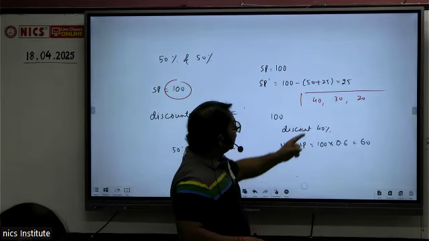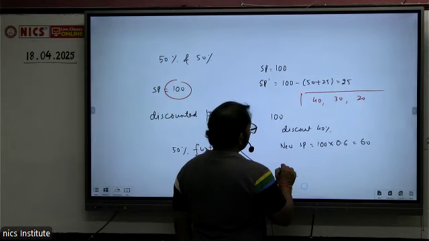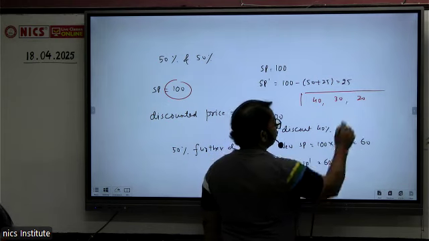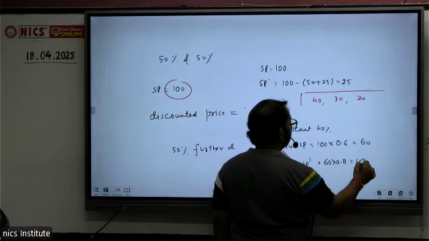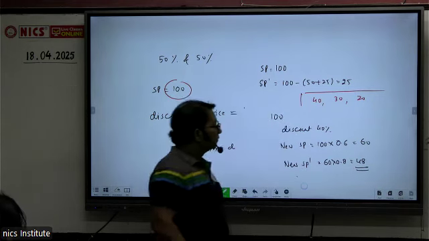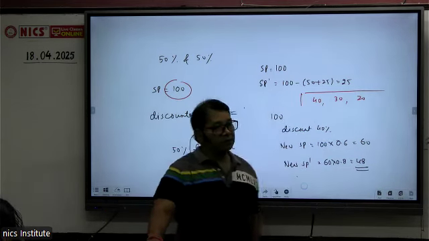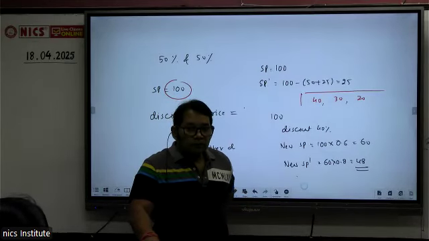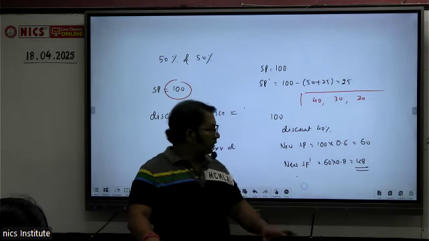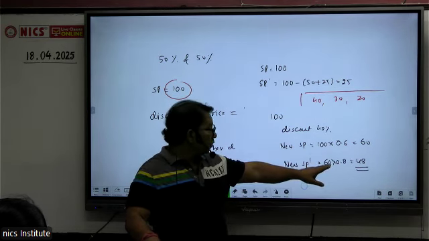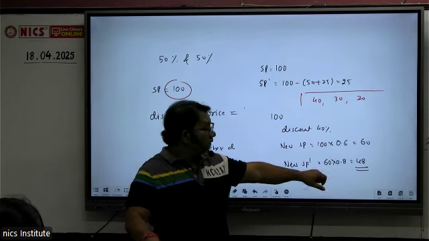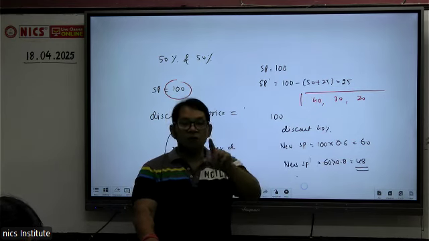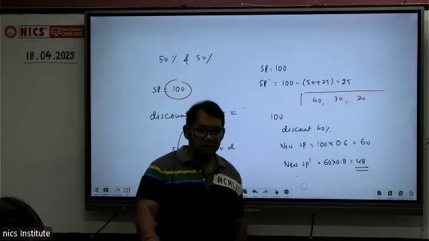Now on 60 rupees, you're getting a further discount of 30%. That means new SP would be 60 into 0.8, that is 48 rupees, because he has given 20% further discount. So the new final SP is 48. That means something which was 100 rupees is now costing you 48 rupees. Discount is 52%.